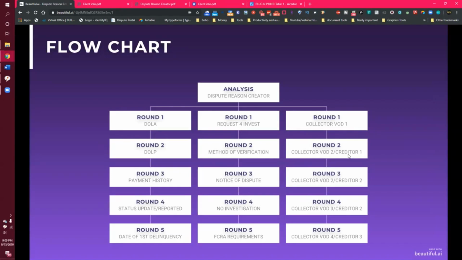Round 1, collector validation of debt letter 1. Round 2 is VOD 2 and creditor 1. You do not do a creditor letter on round 1. Round 3 is VOD 2 and creditor 2. That is actually supposed to say VOD 3, my bad. And then round 4 is VOD 4 and creditor 3. And by the time I post this, it will be corrected. And round 5 is going to be CFPB against the collector and the bureaus as well as creditor 4, all right?